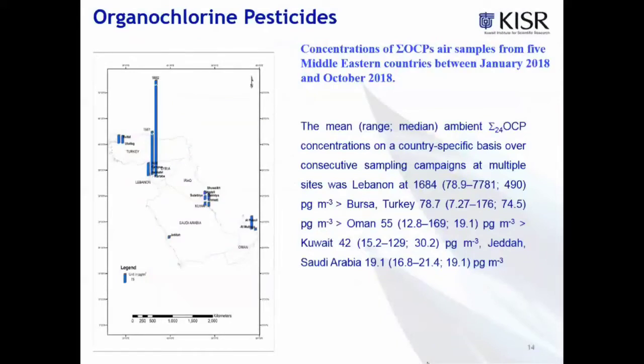So let's talk a little bit about results. When we talk about organochlorine pesticides, we took these samples from five Middle East countries, from January 2018 to October 2018. The mean, range and median of these chemicals are shown there. We can see that the highest concentrations were detected in Lebanon, followed by Turkey, then Oman, Kuwait, and Jeddah in Saudi Arabia. When we talked with our colleague from Lebanon about this, they were able to identify a hot spot in the area where we collected this sample. So our results are in harmony with what was expected, because they had some hot spots in this area.